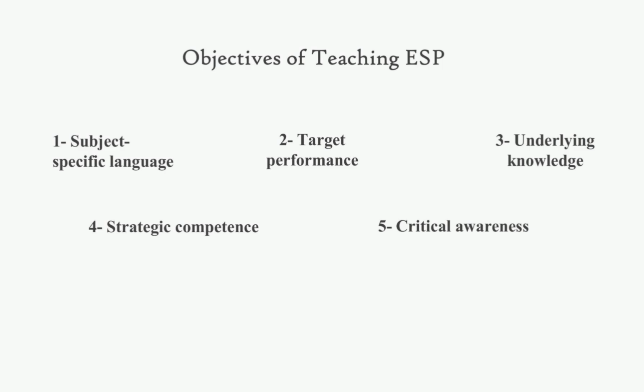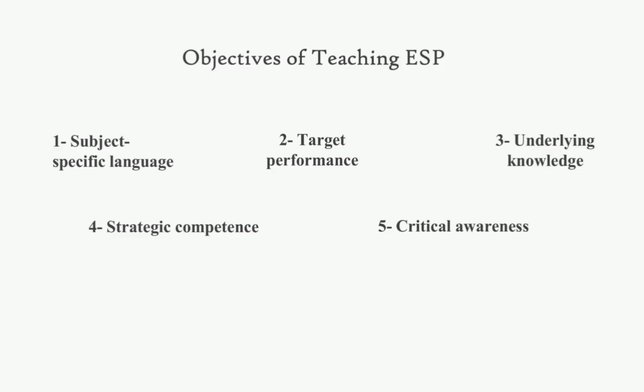According to Basturkmen, ESP has 5 main objectives. The first is to develop subject-specific language, including the vocabulary used in a particular discipline. The second is to prepare learners for target performance, enabling them to complete real-life academic or workplace tasks. The third objective is to provide underlying knowledge, helping learners understand the concepts related to their field.